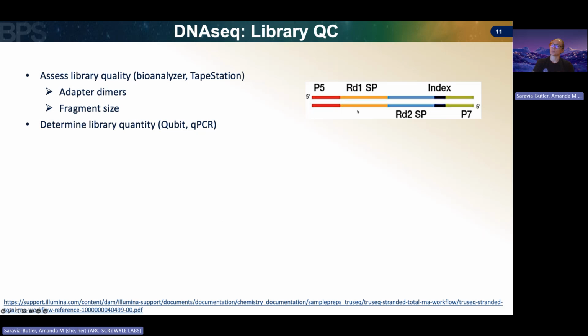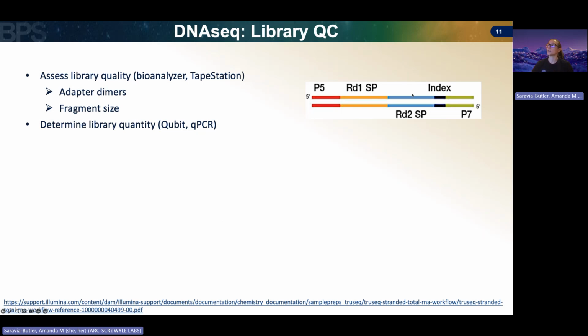In the examples I was showing previously, it was dual index adapters. In this one, we have a single index, so just an index on one side. Both exist. I prefer dual index, it gives you more confidence in identifying your samples if there's an index on both sides. But here, we just have it on one side.